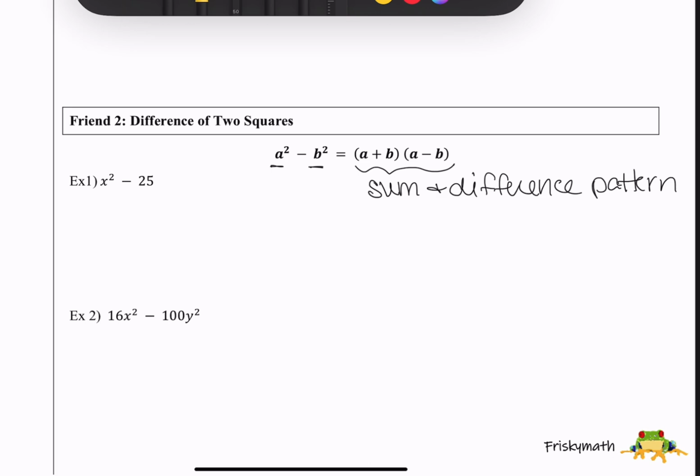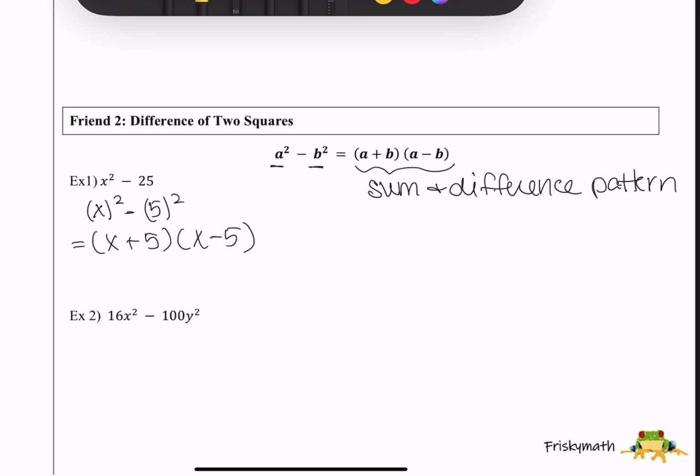And my two terms are in fact perfect squares, meaning I can take the square root of each of these. If I think of it as some base squared, this is x squared and this is 5 squared. So this in fact is a difference of two squares. You're going to take those two bases, the x and the 5, and write them in a sum and difference pattern. So we'll have x plus 5 and x minus 5.